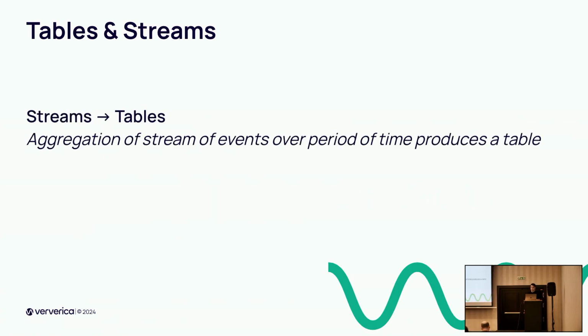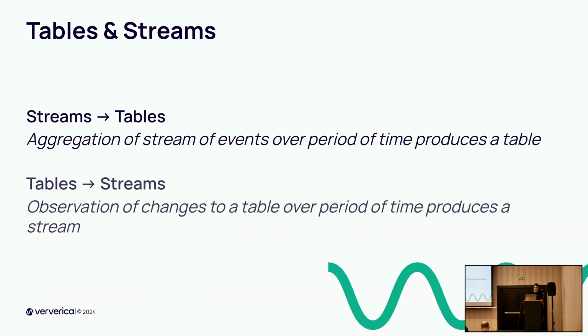So, what kind of transformations can we apply? From streams, we can produce a table, which is an aggregation of events over time. The result of this aggregation is stored as a table. And likewise, we can produce streams from tables. If we observe the changes happening to the table over time, all those changes can be seen as a stream.